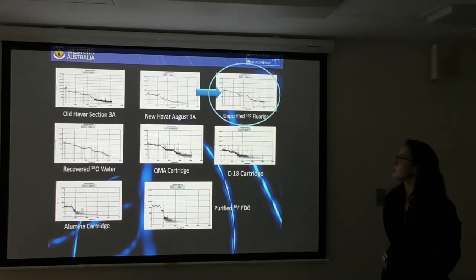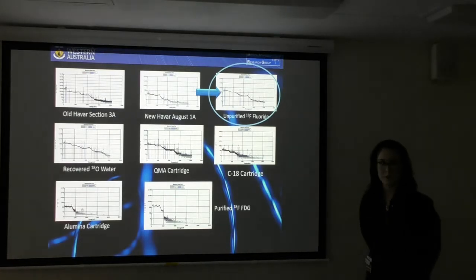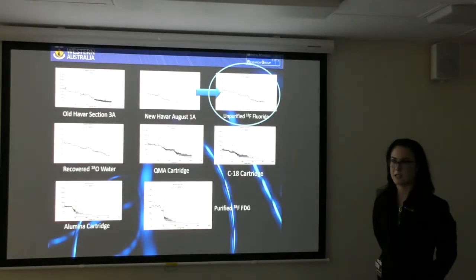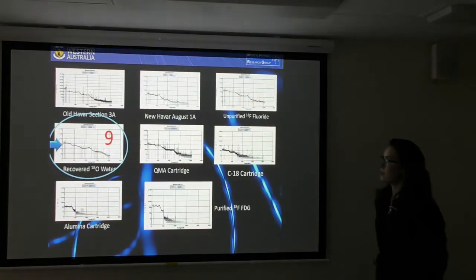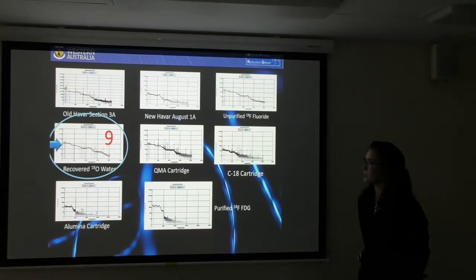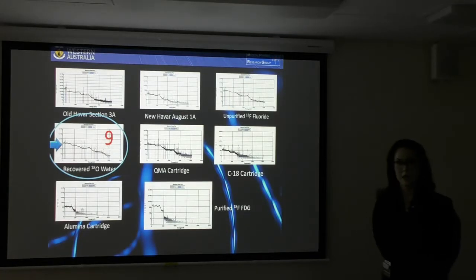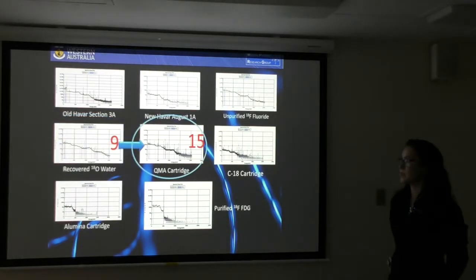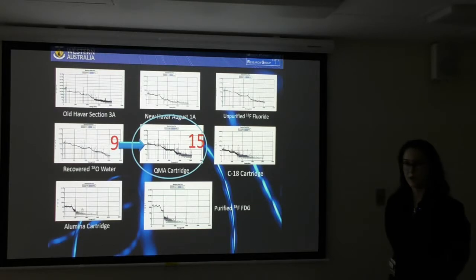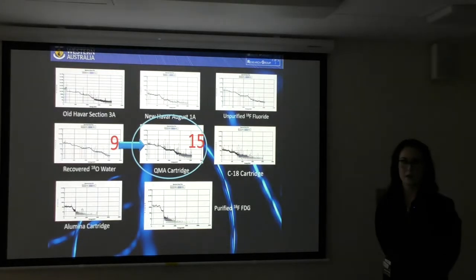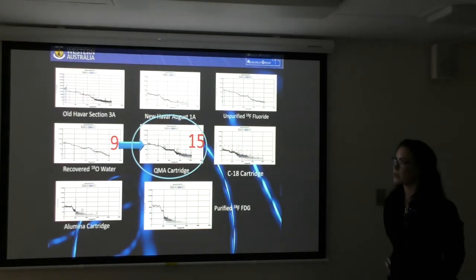Next, I analysed the unpurified F18 fluoride, and what I found was these contaminants were passed into the F18 fluoride. Next, I analysed the recovered water. I only found 9 contaminants in here, whereas I found 15 on the QMA cartridge. So this suggests that the majority of the contaminants were actually particles that got lodged into the QMA column, whereas not a lot of them were actually in the solution that was passed into the recovered water.